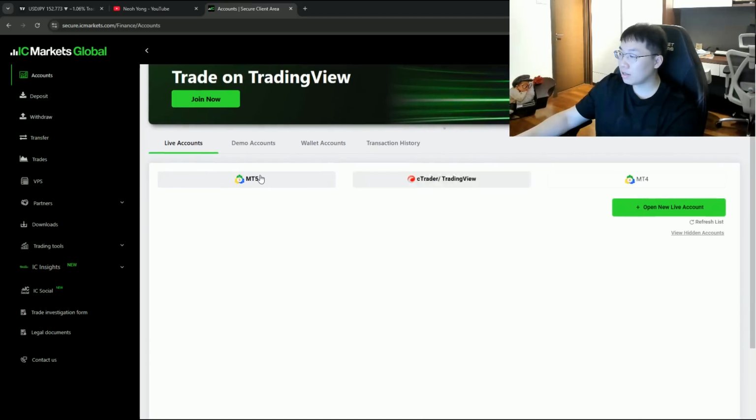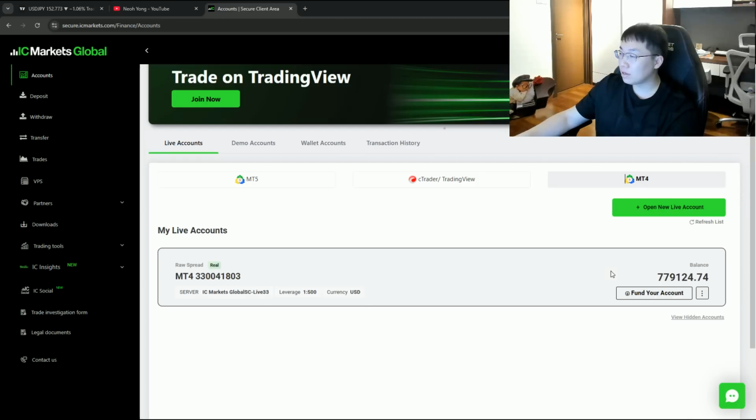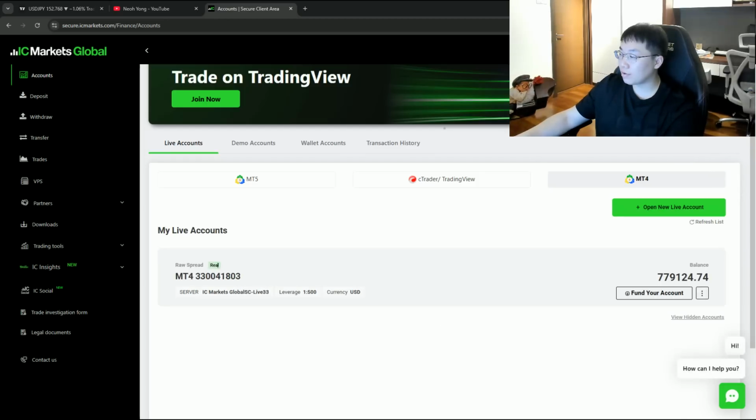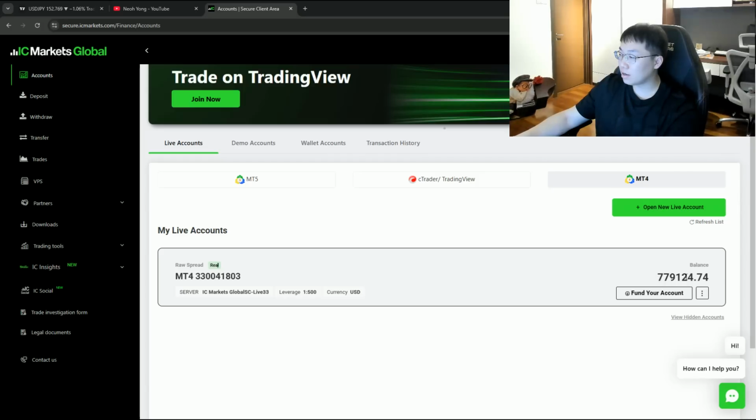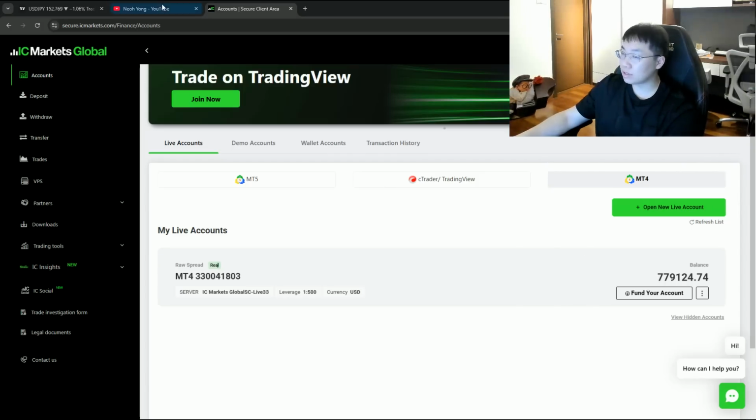You see, they just updated their dashboard though. So MT4, see that? Real, almost $800,000. So real money, not monopoly.